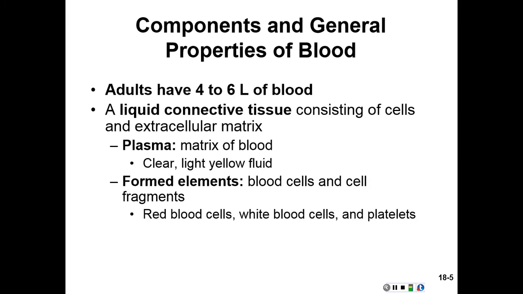Adults have about 4 to 6 liters of blood, depending upon male or female, and body mass. The matrix of the blood is a clear, light yellow fluid, which is the plasma. The formed elements are our white cells, platelets, and red blood cells. Red blood cells are called erythrocytes. White blood cells are called leukocytes. Platelets are called thrombocytes. And they all are developed from a common hemopoietic stem cell.